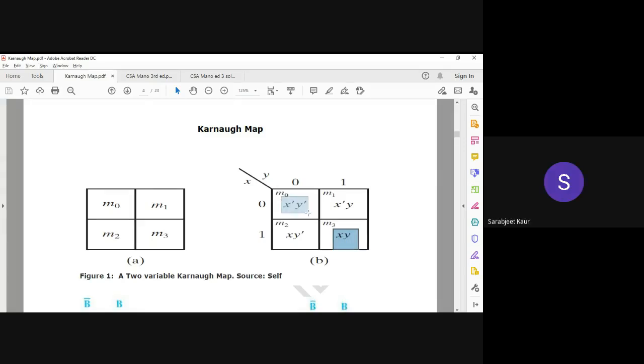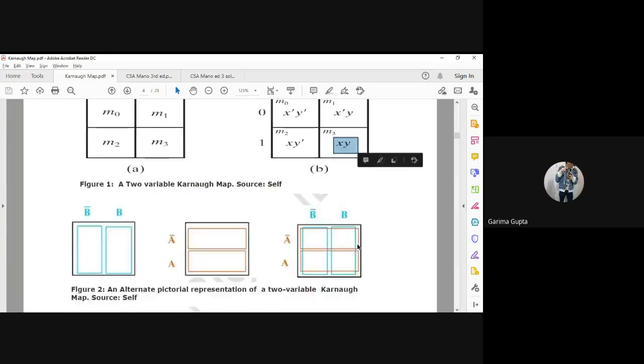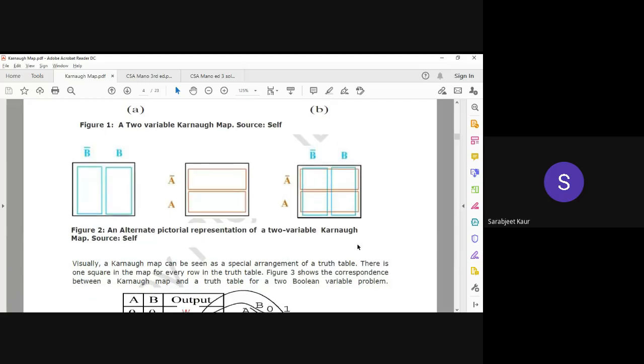Now please see these terms that you see here. These terms are also known as min terms. What are they known as? They are known as min terms.